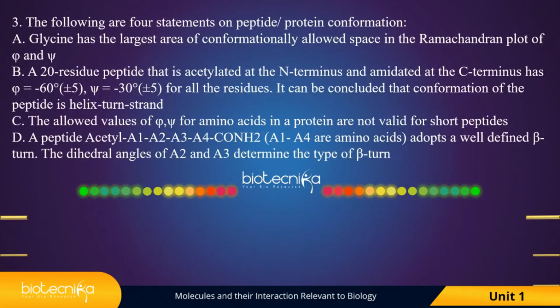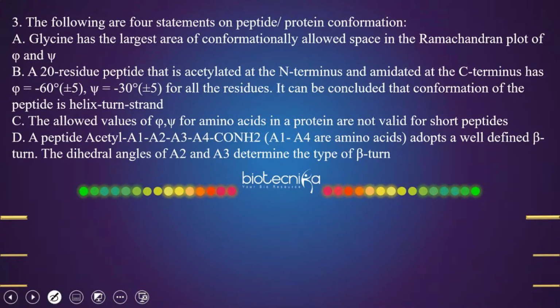Okay. Next question. The following are 4 statements on peptide or protein conformation. First, glycine has the largest area of conformationally allowed space in the Ramachandran plot of phi and psi. Second, a 20 residue peptide that is acetylated at the N terminus and amidated at the C terminus has phi values of minus 60 and psi values of minus 30 plus minus 5 for all the residues. It can be concluded that the conformation of the peptide is helix, strand, helix. Third, the allowed values of phi psi are not valid for short peptides.